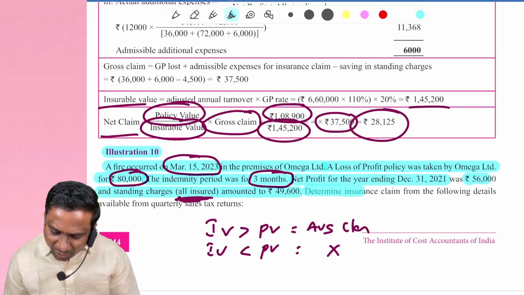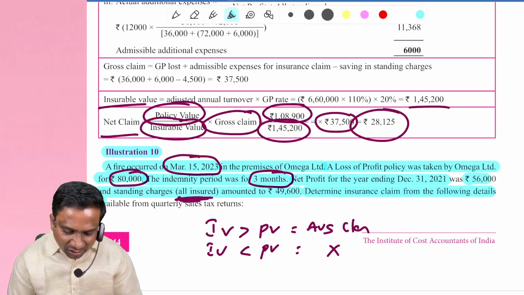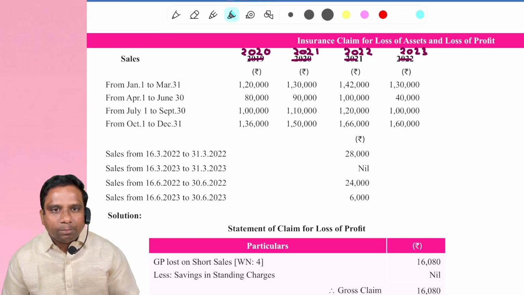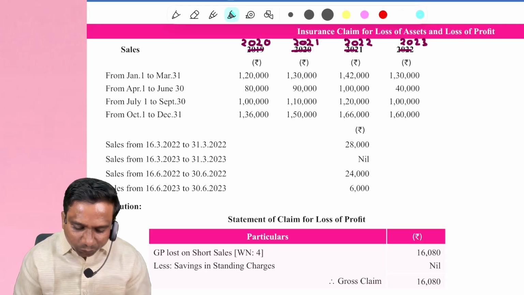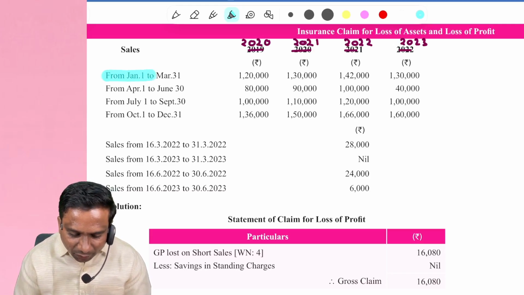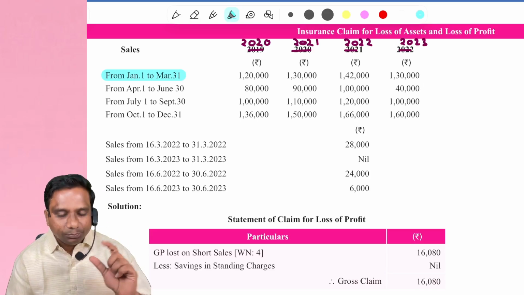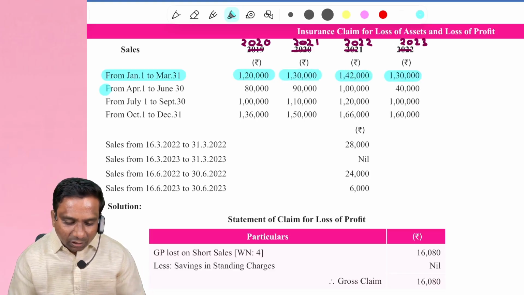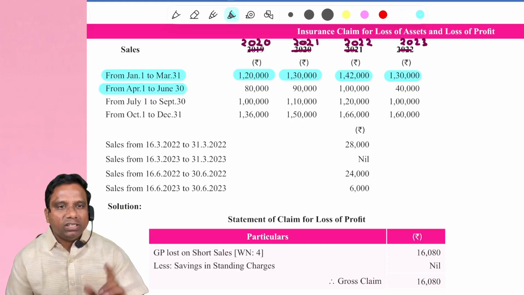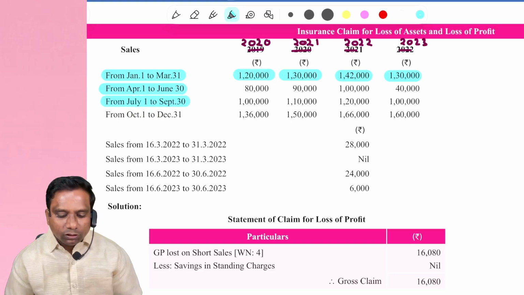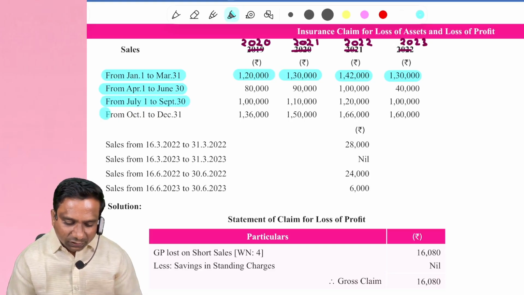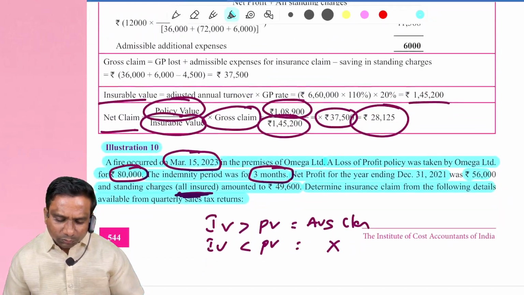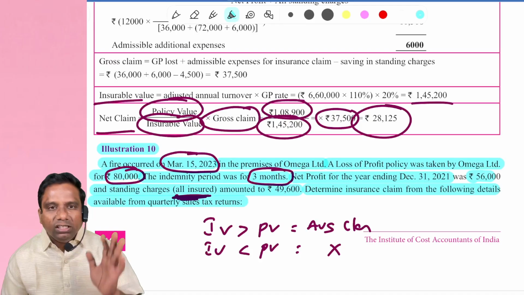Next, determine the insurance claim from the following details available from quarterly sales tax returns. Here they are giving quarterly data. Observe, from January 1st to 31st March is one quarter, for 2020, 2021, 22, 23. April 1st to June 30th, again one quarter. July 1st to September 30th, one quarter. October 1st to December 31st, one quarter. Fine. Now, here they said March 15, 2023.